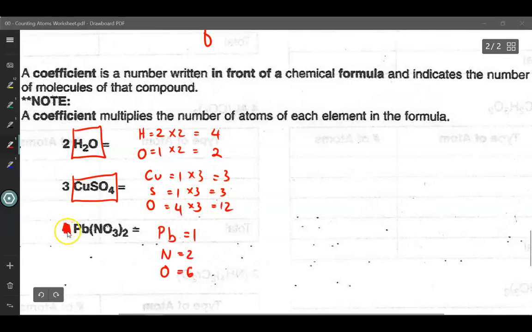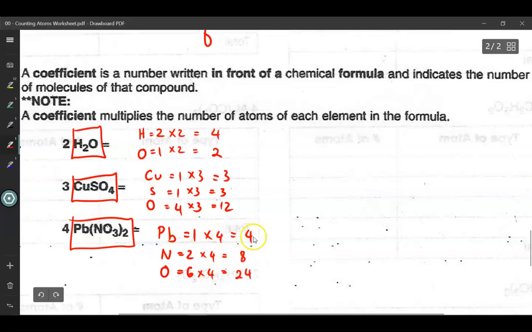Again, I'm going to ignore the coefficient. I have 1 lead. Now, there's a bracket over here, so there's 2 of these NO3s, so I'm going to multiply it in. Means I have 2 nitrogens and 6 oxygens. But now I want to make 4 of these, so I'm going to multiply everything times 4, giving me 4 leads, 8 nitrogens, and 24 oxygens.